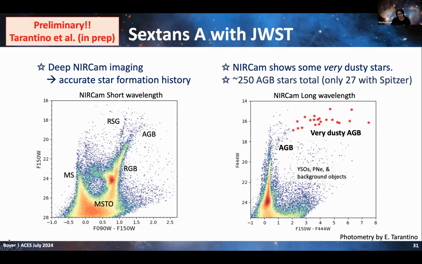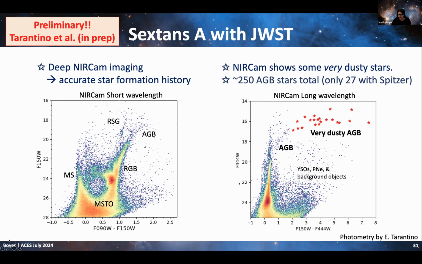And we think that we have about 250 AGB stars, so that's not finalized yet. This is going to be in a work that's coming out by my postdoc, Elizabeth Tarantino. And by going this deep, we can get a good star formation history. And that's really important for then doing dust evolution models, which is sort of the next step in our analysis.